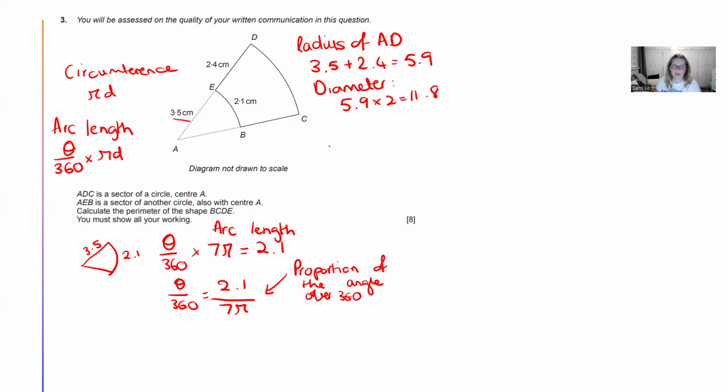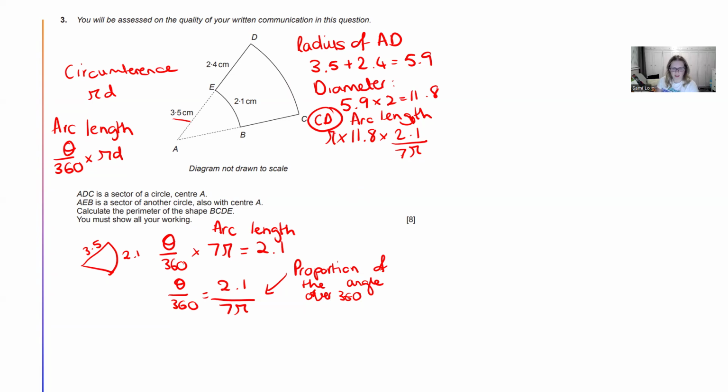Now we can use that because remember it's pi times diameter times that angle over 360. We haven't got the angle over 360, but what we have got is the fact that we've got 2.1 over 7 pi. I hope you can read this because it's a little bit messy. And that's going to give us that arc length.